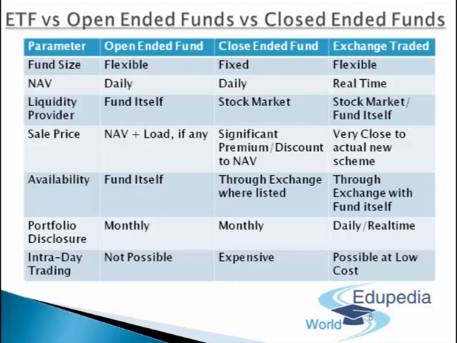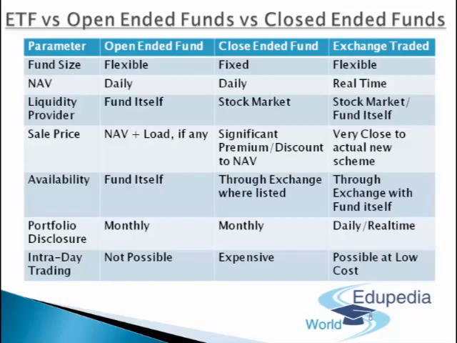NAV in an open-ended fund changes on a daily basis. NAV in a closed-ended fund also changes on a daily basis. However, with an exchange-traded fund, you get an opportunity to trade like a stock rather than a mutual fund. So the NAV is actually real time, not just at the start of the day and at the closing NAV. You can track your ETF day in day out on a real-time basis. Whatever the market is doing, you'll be able to extract a good return at that point of time, and you don't need to wait for the closing NAV. That's an advantage of exchange-traded funds.